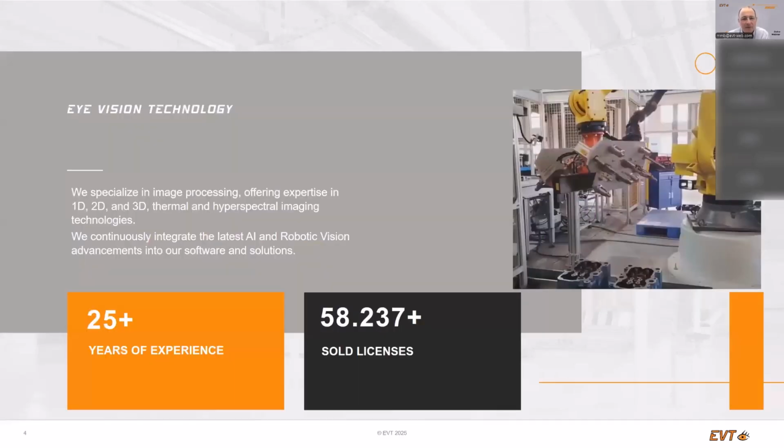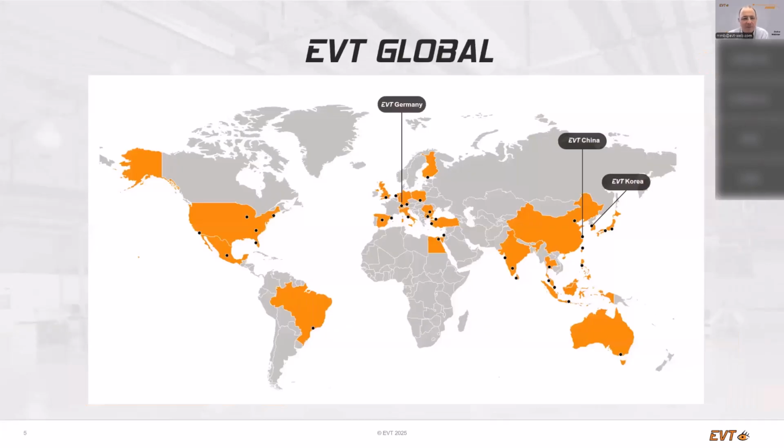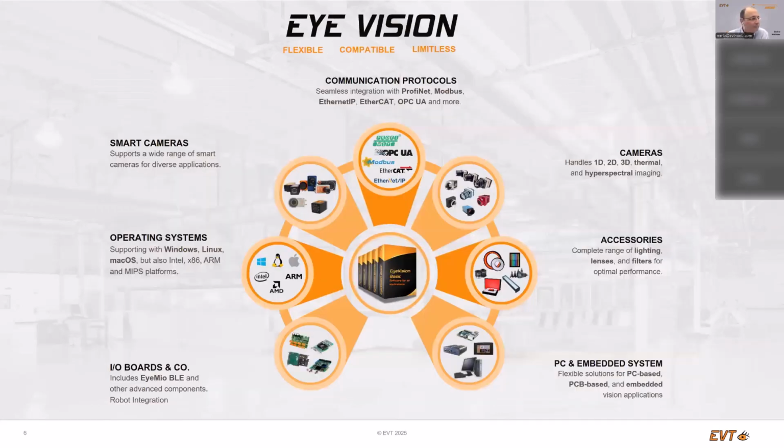Okay, so I said we have been working for 25 years and have roughly 60,000 sold licenses. These are our headquarters, our subsidiaries, and our integrator network. And here I realized, okay, I forgot to share my screen.